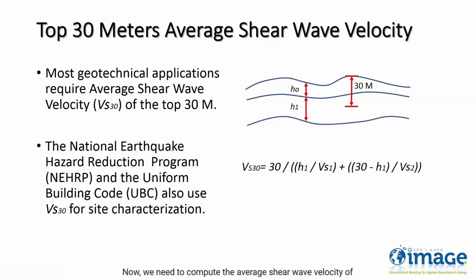Now we need to compute the average shear wave velocity of the top 30 meters of soil, as it is required in most geotechnical applications. In addition, the National Earthquake Hazard Reduction Program and the Uniform Building Code also use the top 30 meters average shear wave velocity for site characterization. If we consider a two-layer near-surface model, then this is the top 30 meters, and the average shear wave velocity for this 30-meter zone is given by this equation.